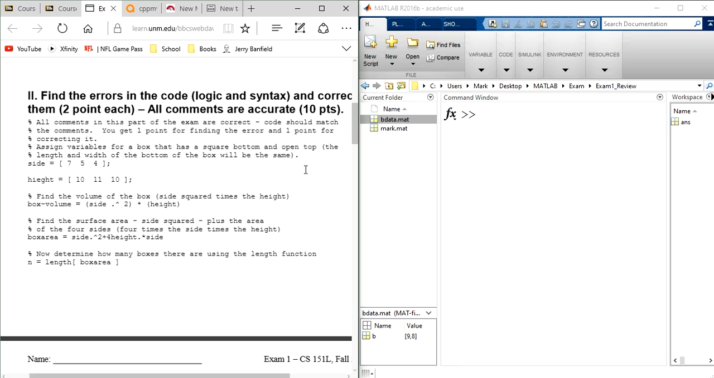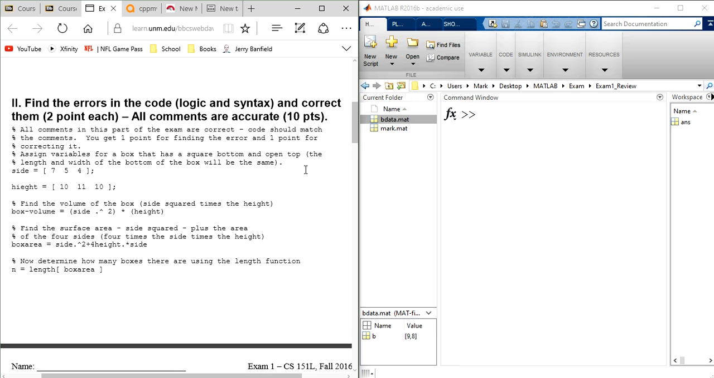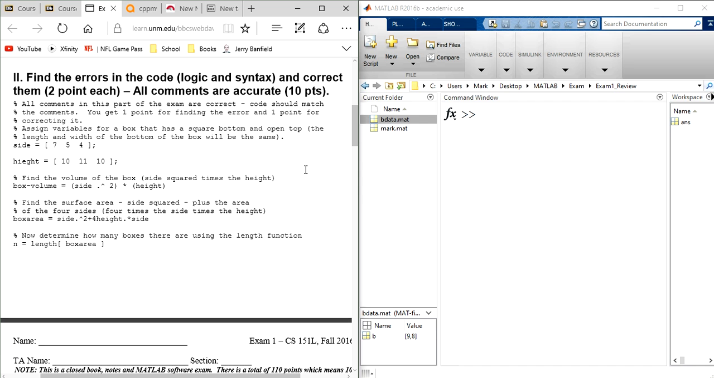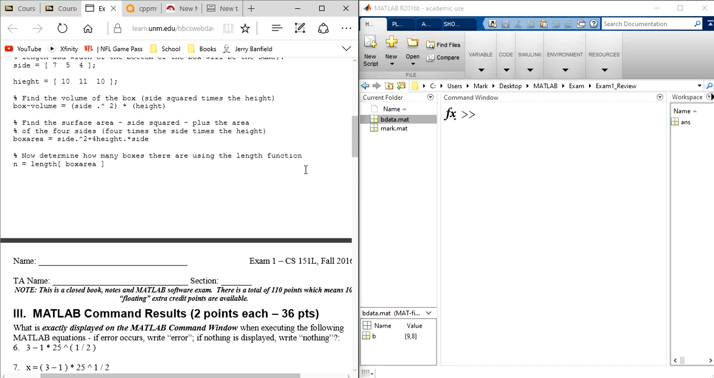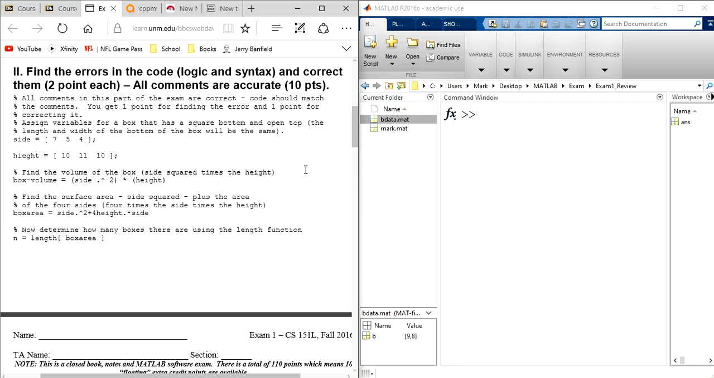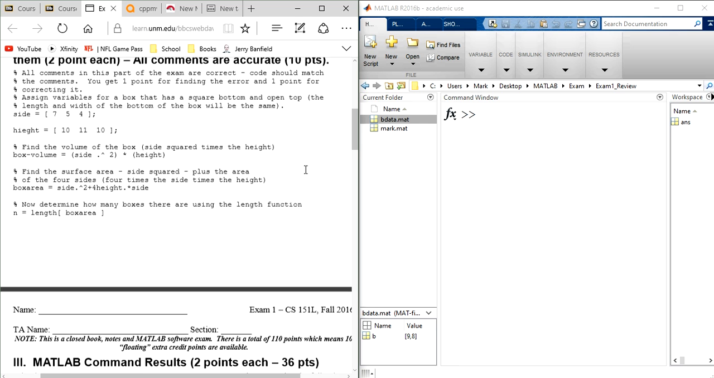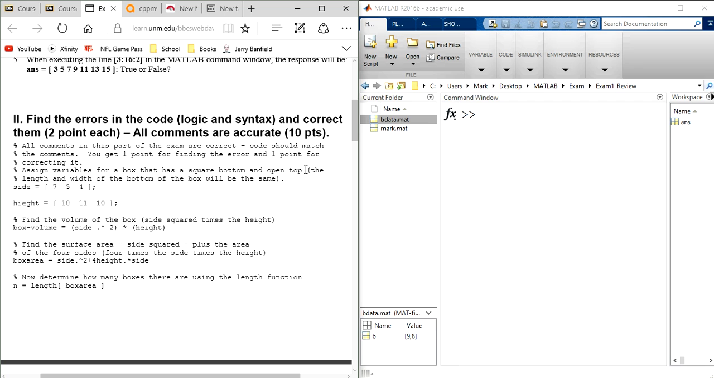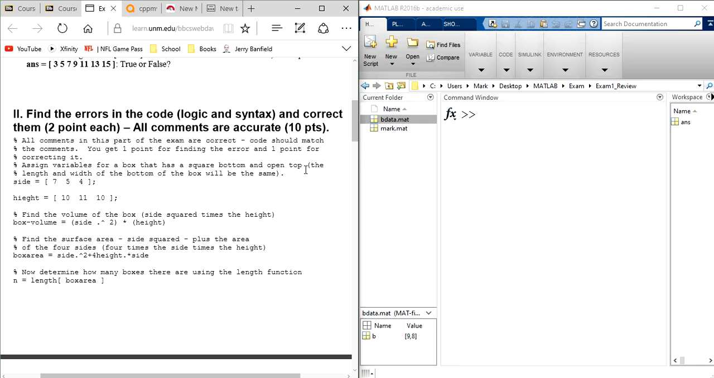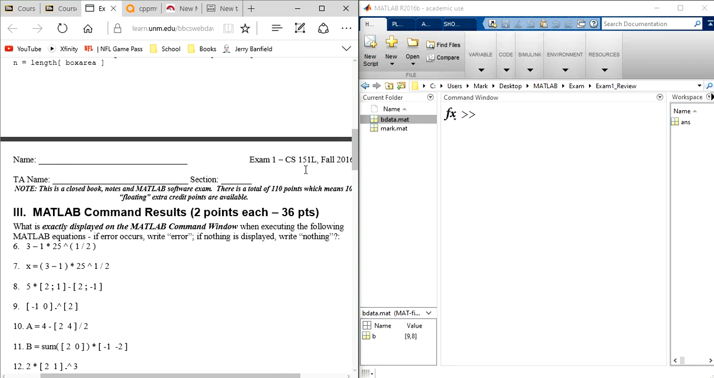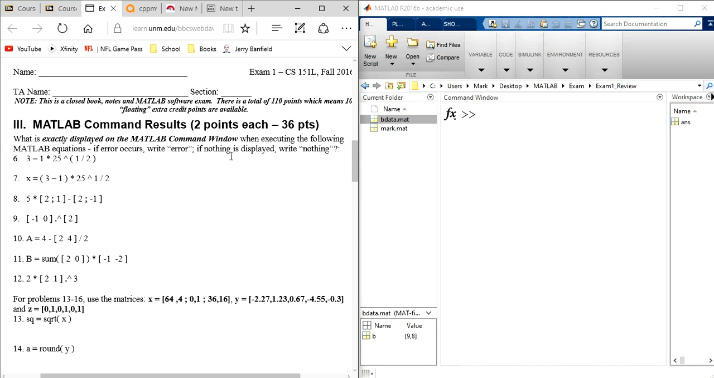Find the errors in the code, correct them, 2 points each. All comments are accurate, 10 points. Guys, I'm not doing this. I will do it during my office hours right before the test, so please come in and see me. We can practice this. Oh, no, please come in and see me. We'll practice that. Let's go over here.